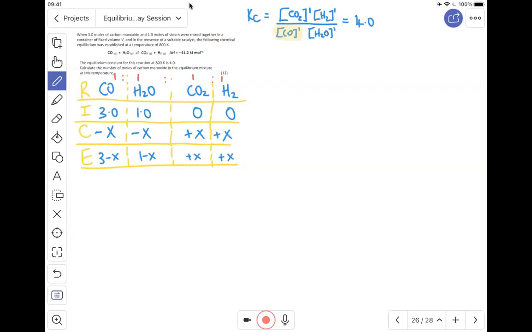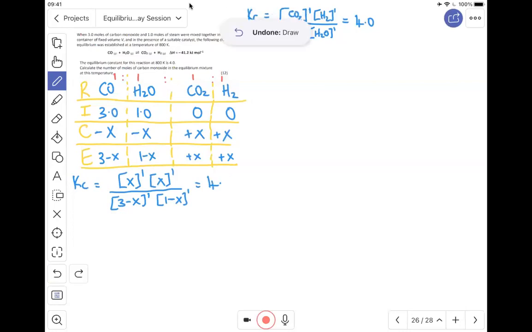You go and you fill them into your Kc expression. So we know that our Kc is equal to the concentration of the carbon dioxide, which is X, raised to the power of 1, multiplied by the concentration of the hydrogen, the other product, X to the power of 1. That's divided by the concentration of the carbon monoxide, which is 3 minus X, again raised to the power of 1, multiplied by the concentration of the water or the steam, 1 minus X, which is again raised to the power of 1. And we know that that's equal to 4.0.